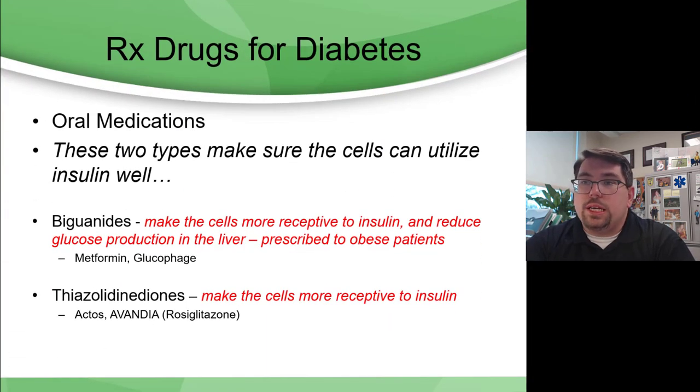We also are going to see a number of other different types of drugs that you'll see, metformin and glucophage, as I mentioned before. These are going to make the cells more receptive to insulin, so when the pancreas is producing some that's not really working well, metformin and glucophage will help make it more effective. You'll sometimes find that folks that are largely obese are going to be prescribed these as well to help maintain that glucose production in the liver.